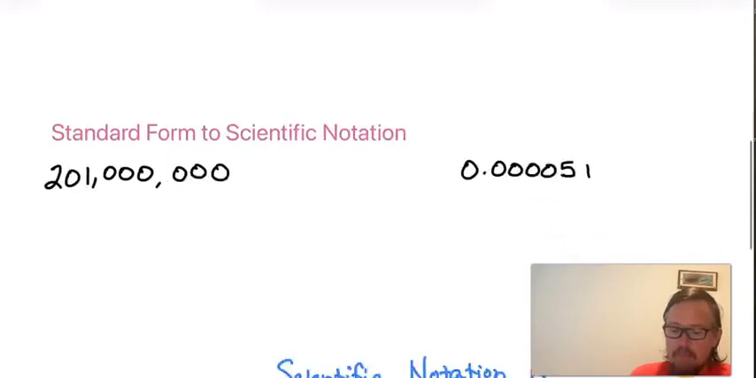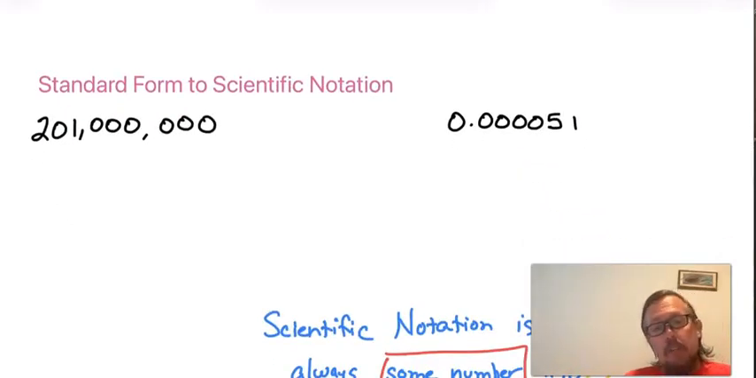So let's go back to our two numbers. We've got a big number, 201 million, and a small number, 51 millionths. Obviously the one on the left is going to be our something times 10 to a positive power.